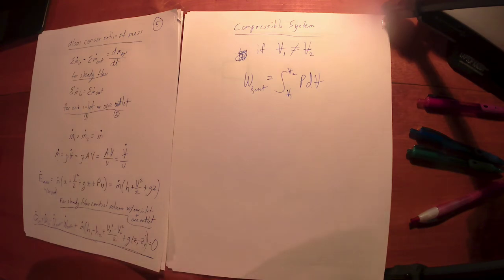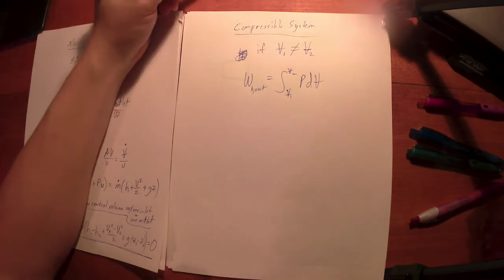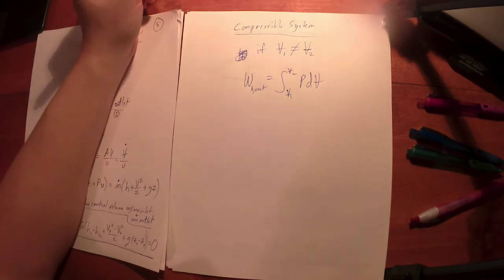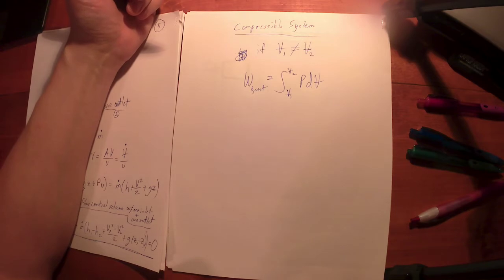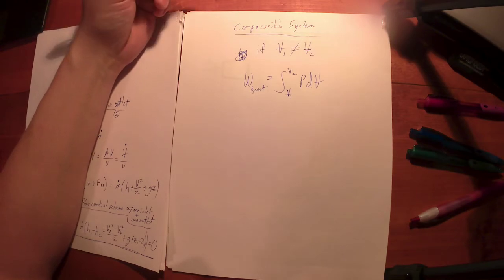The system has to expand into the surroundings. The system's doing work to the surroundings. That's work out of the system into the surroundings. And the opposite is true if we're compressing the system. So if I'm compressing the system, the surroundings is putting work into the system, the opposite of work out. Okay? All right.